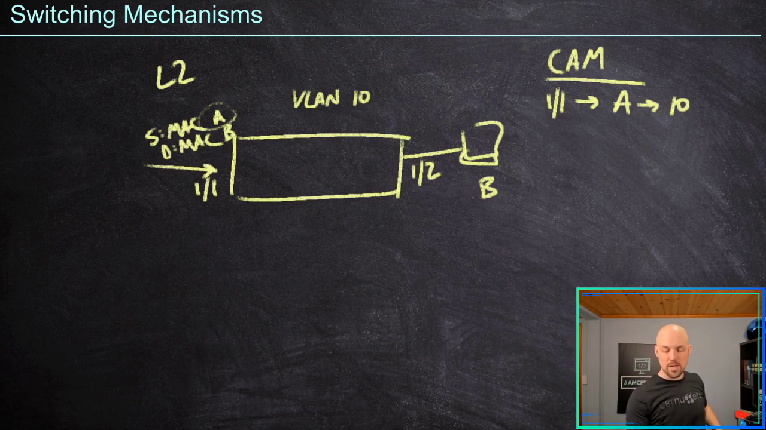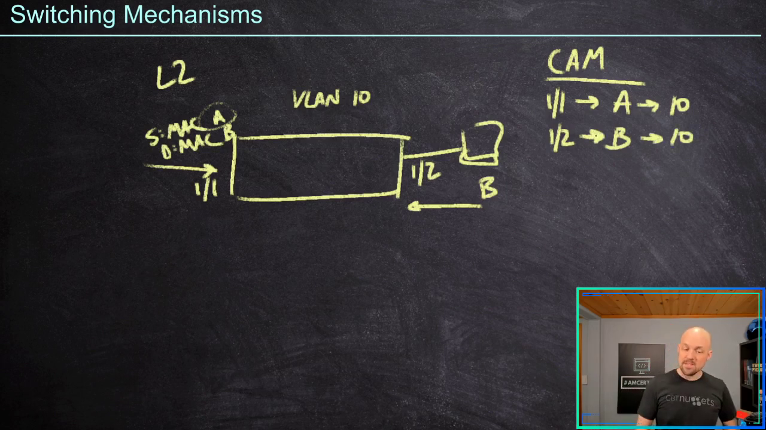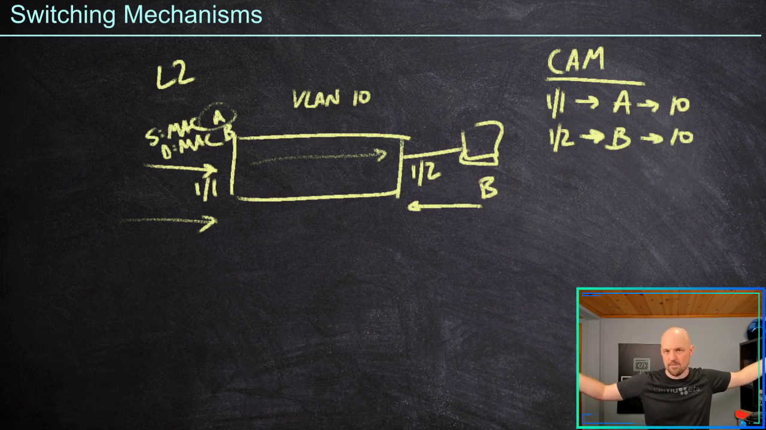Eventually B will respond, and now this switch knows that MAC address B is attached to 1/2, and that's also in VLAN 10. So the next time a packet comes in, the switch looks at its CAM table space. It knows that host B lives out 1/2, and it's simply going to forward that traffic out the appropriate interface. This was a far superior way of doing it relative to hubs. Hubs were a layer 1 device, and so any packet that came in was forwarded out all interfaces, just like the flooding behavior we just described, except that's always going to happen.